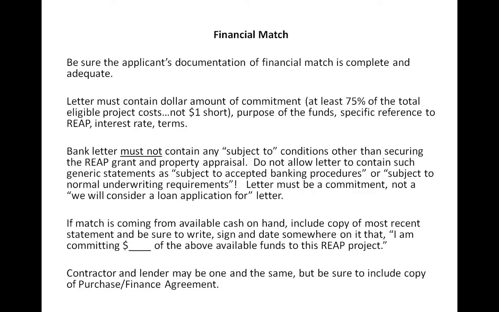And the contractor and the lender may be one and the same, by the way, but be sure to include a copy of the purchase or finance agreement. For the contractor, you're financing your improvements through the contractor, and that's acceptable.